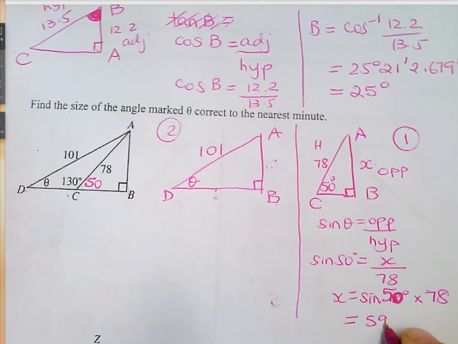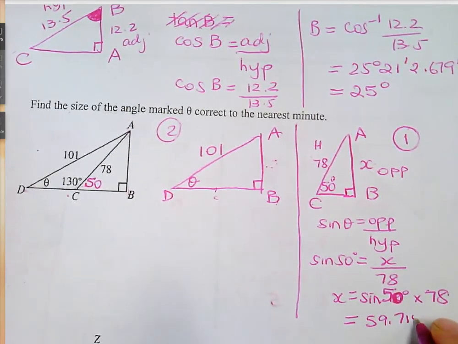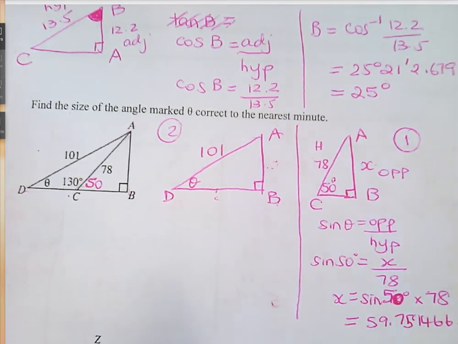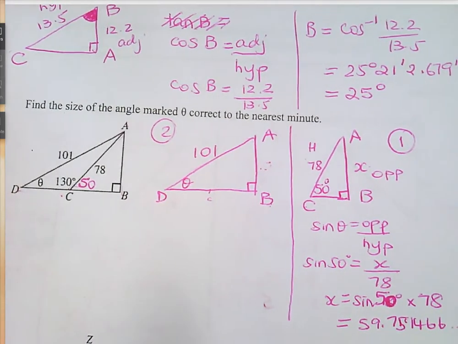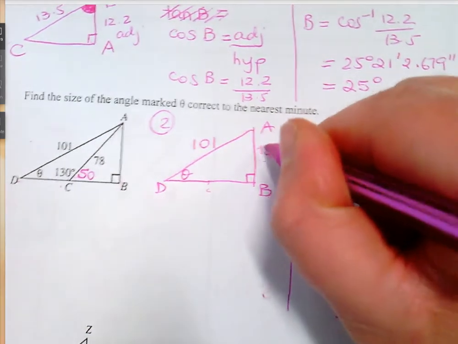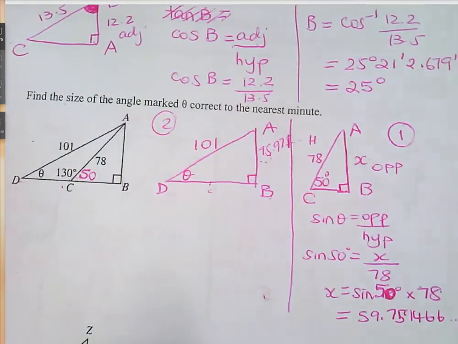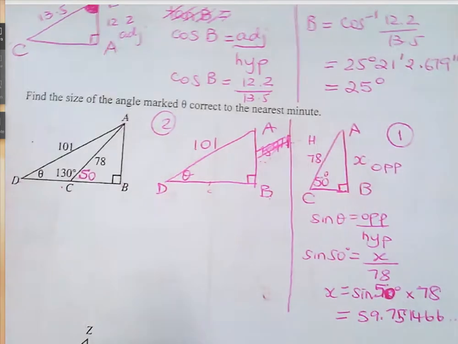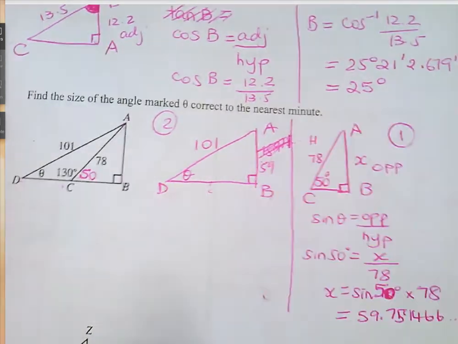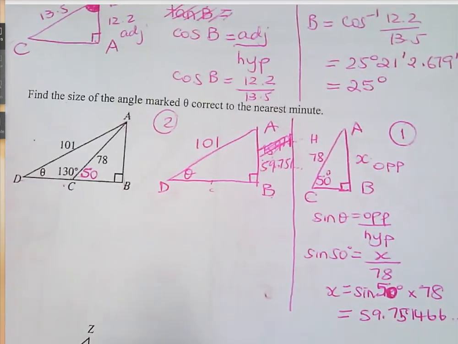59.75146. All right, 59.7, 59.751466... and so on. Keep it there. Don't lose it. I'm just going to write it here, 59.751466... It's in there.